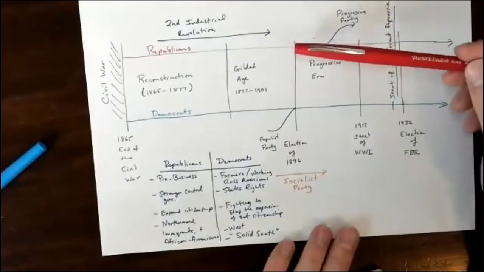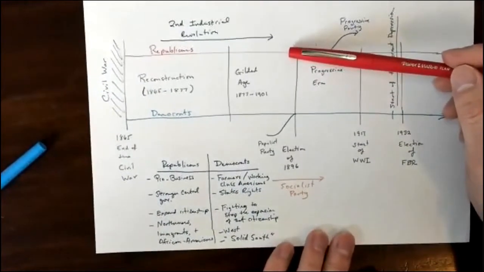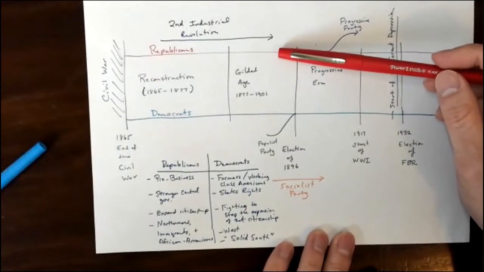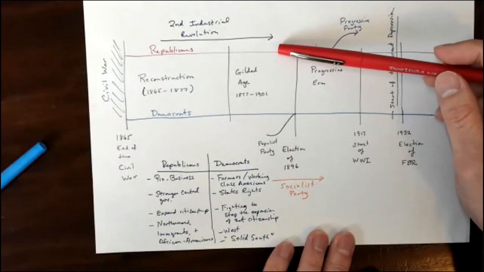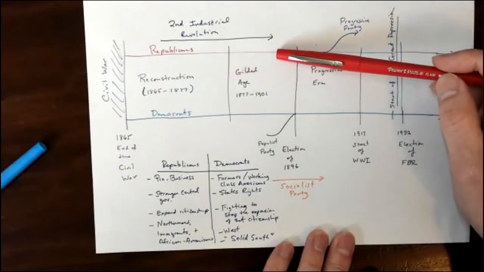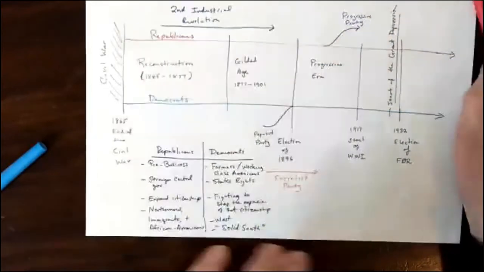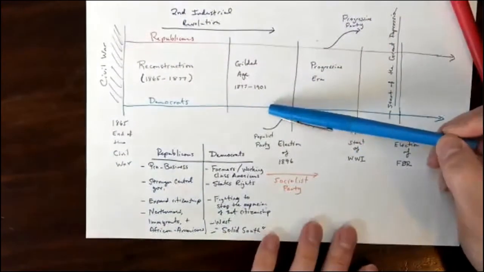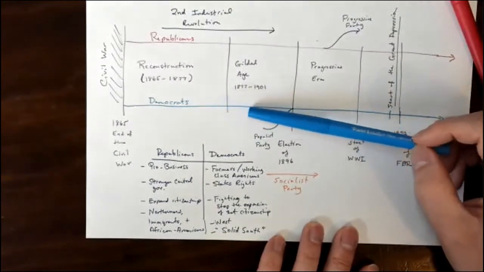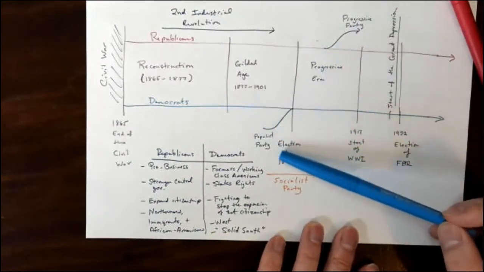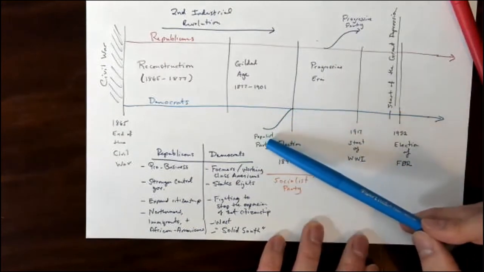So the Republicans, if you remember right, represent business. So they're in favor of large corporations. They support laissez-faire. They support the growth of the railroads. They want tariffs, and they feel like business should be the drivers of the United States. The Democrats are going to support more farmers, and they're wary of the growth of big business, especially after Reconstruction in the Gilded Age.